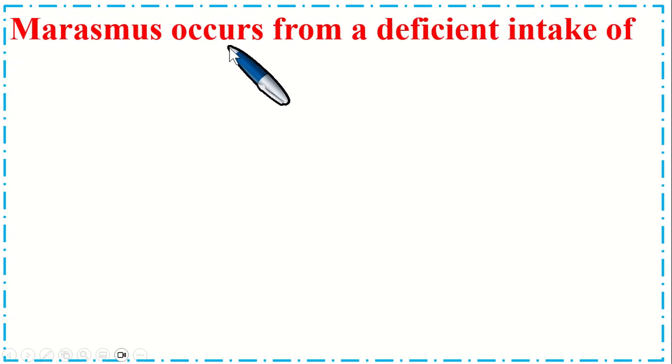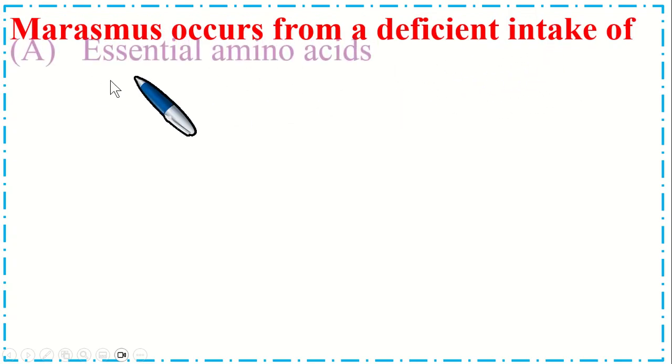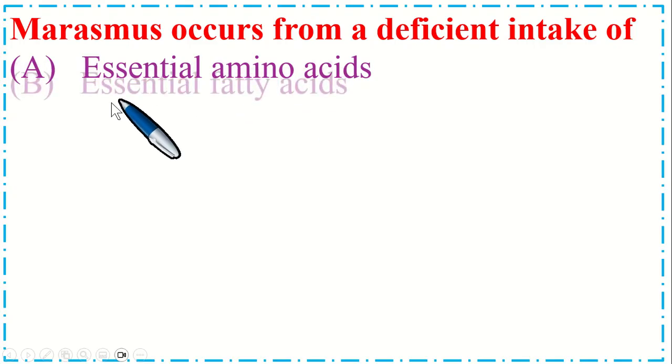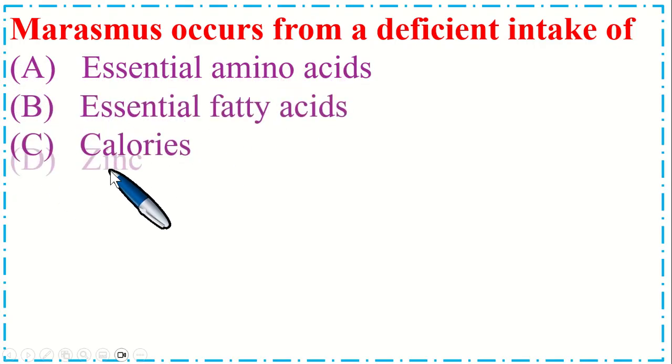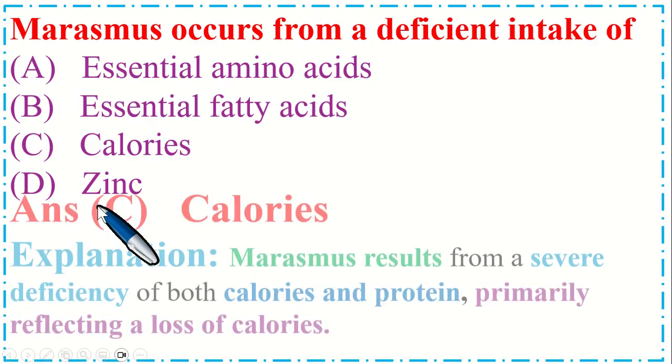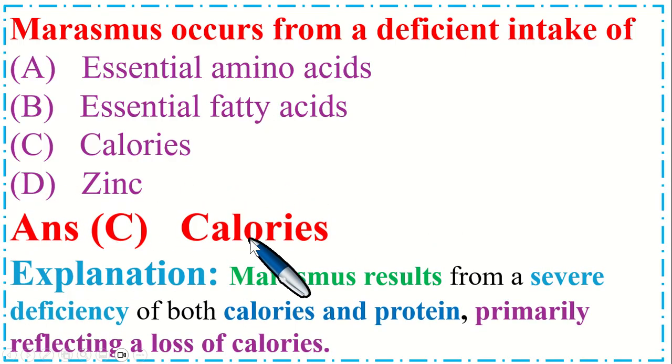Marasmus occurs from a deficient intake of option A, essential amino acids, B, essential fatty acids, C, calories, and option D, zinc. So the correct option is C, calories. Marasmus results from a severe deficiency of both calories and proteins, primarily reflecting a loss of calories.